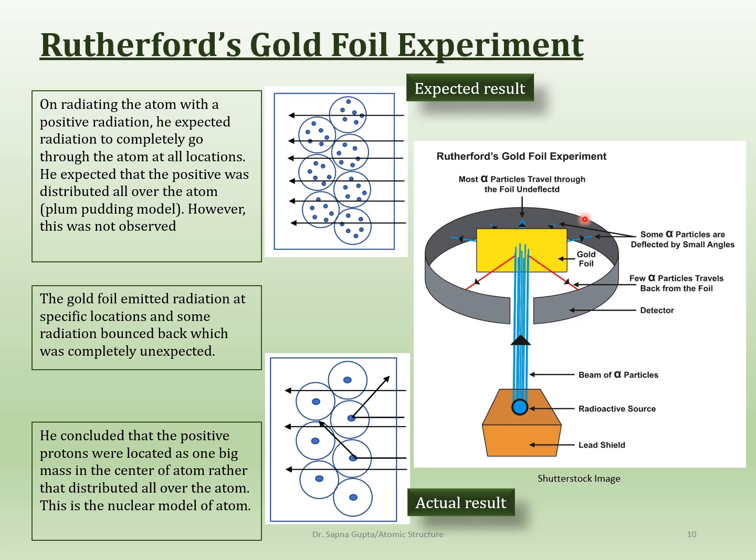But what happened is that some of the radiation actually bounced back, and that's what's shown in this diagram also. If that radiation is bouncing back, it means that there is kind of a dense spot where the positive is all together, because positive will repel positive.